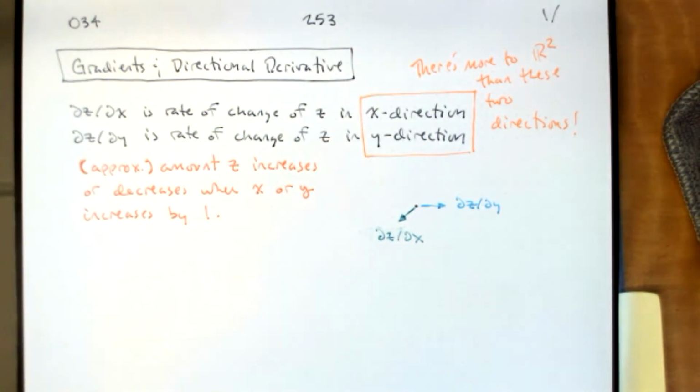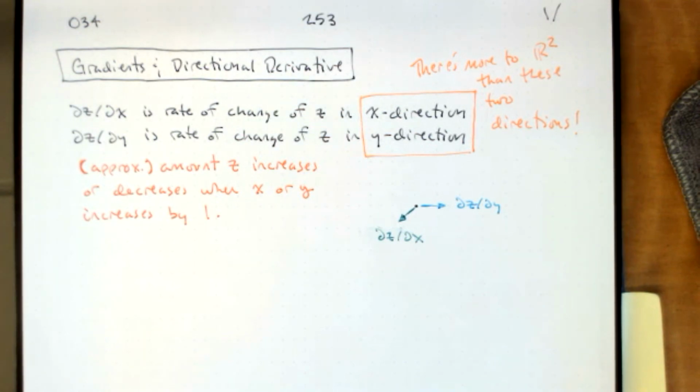There's more to R2 than these two directions. And we might want to know how z is changing in some other direction. We might want to know the derivative in some other direction, something other than the x direction, something other than the y direction. What we're going to have to do is combine the x derivative and the y derivative in some fashion, and then combine that with some other direction to find out how much z is changing in that other direction.